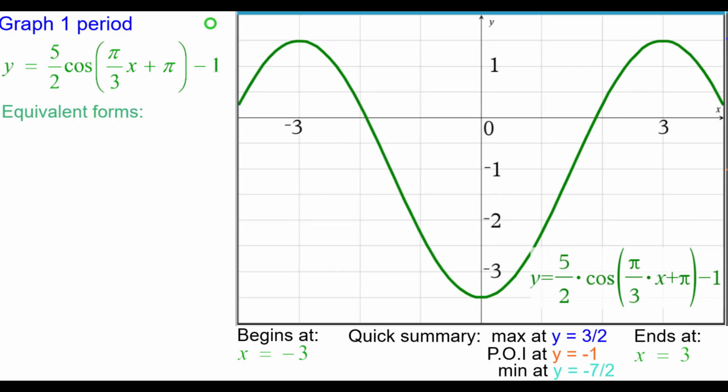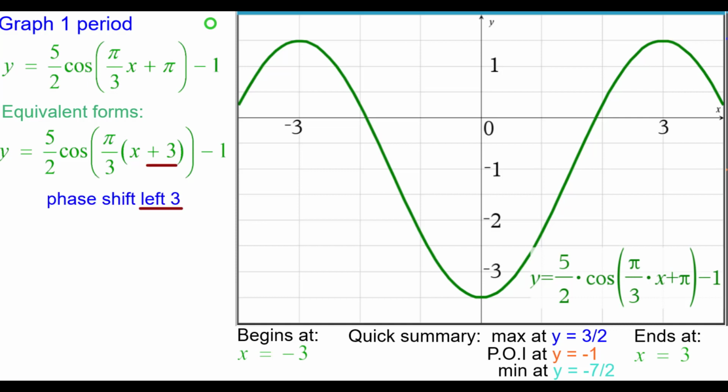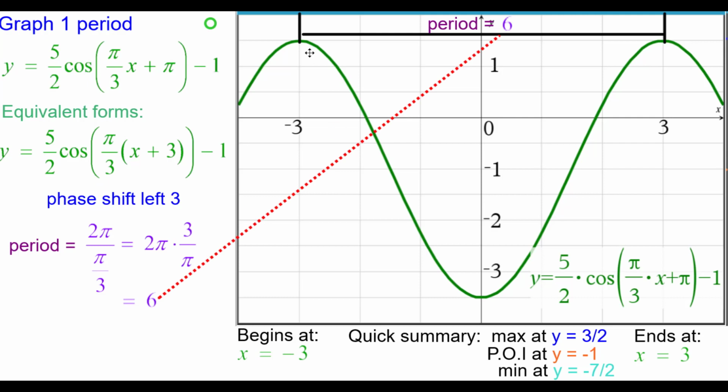I should point out equivalent forms to our equation. We could factor out pi/3 inside the argument. And from that, we can see that the phase shift will be left 3. And we can see that was the case here. Left 3 is where we started the cosine function. And the period is affected inversely by this coefficient. So we're going to divide by pi/3 or multiply by its reciprocal. And when we do that, we get a period of 6. And from max to max, -3 to +3, the period is 6. So that double checks as well. So pause if you need to.